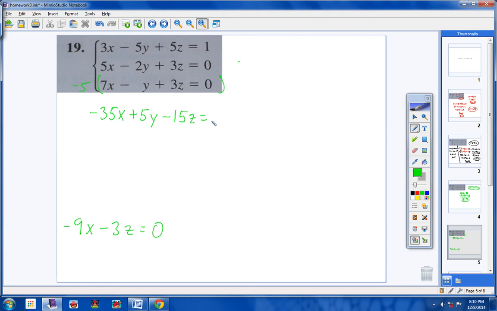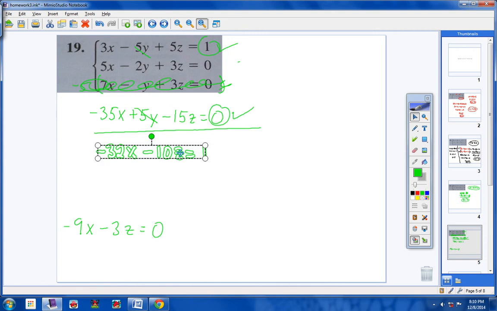Negative 5 times 0 is 0. Okay, so we're going to cross all this off, and we're going to take this equation here and this equation here and combine them. And here we go. Positive 3, negative 35, that's a negative 32x. Here your y's cancel. 5 and negative 15, negative 10z equals 1 plus 0 is 1. So there's my second equation.